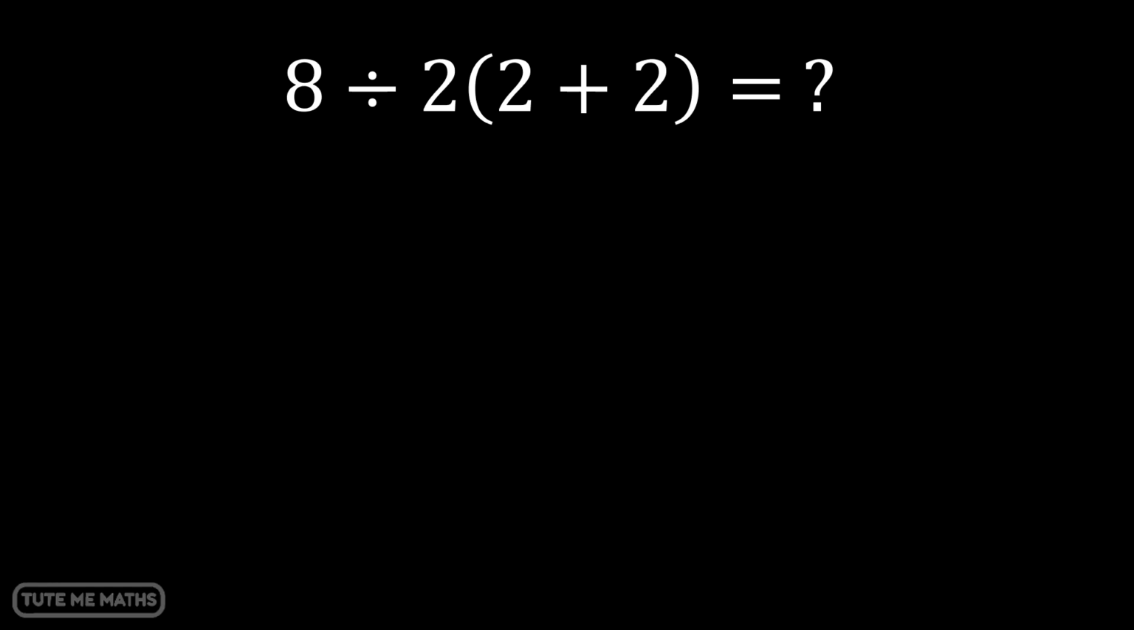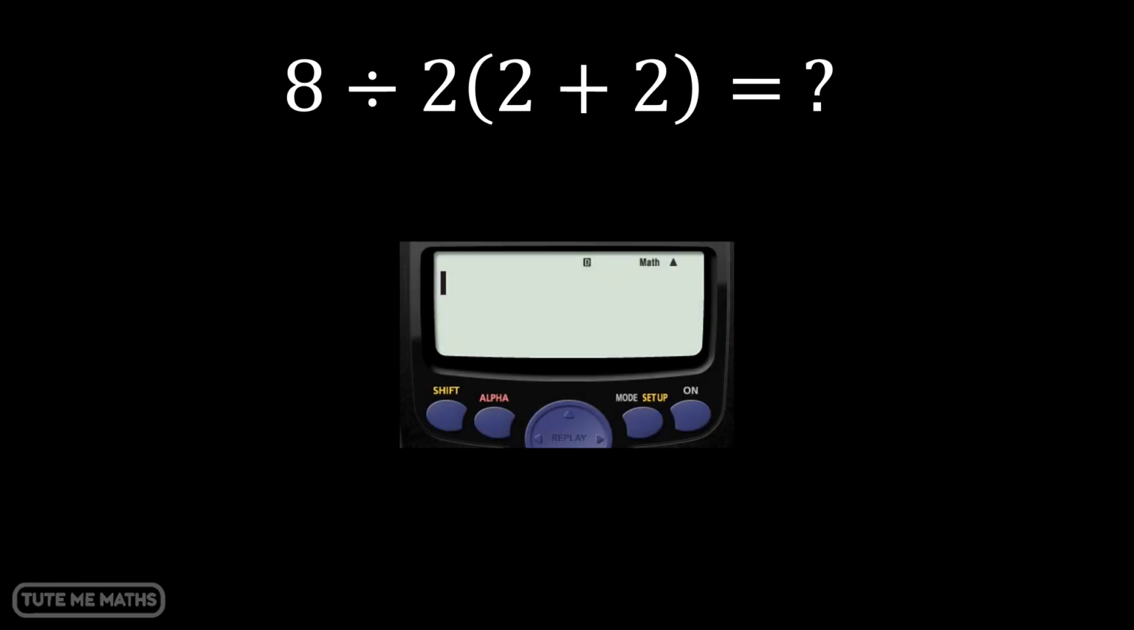If you have a scientific calculator, you should be able to type it in exactly as it looks, like this, and the calculator should give you the correct answer. I say should because some very basic, cheap models might not have the correct order of operations programmed into them. So what did you get? The correct answer is 1.